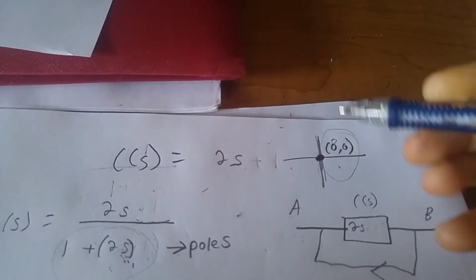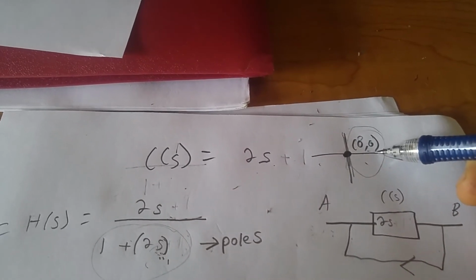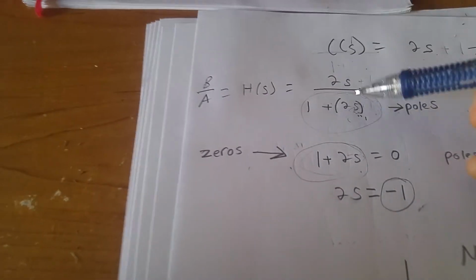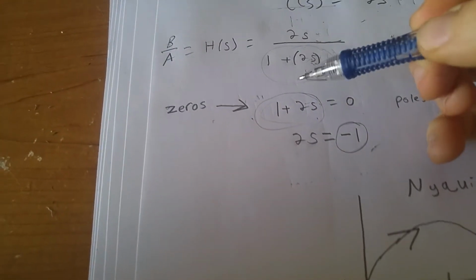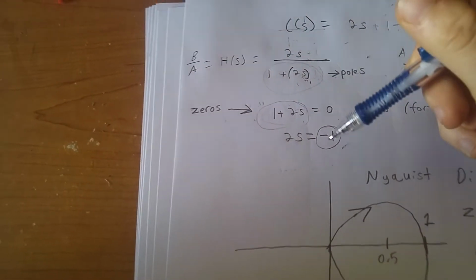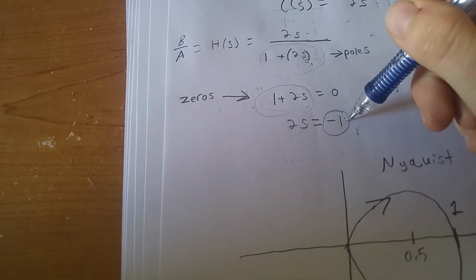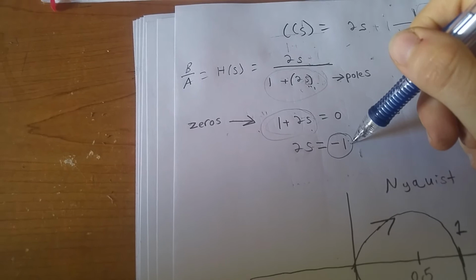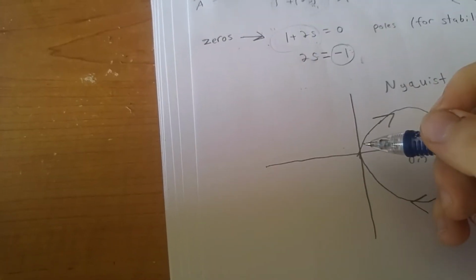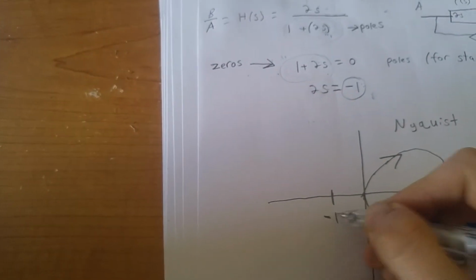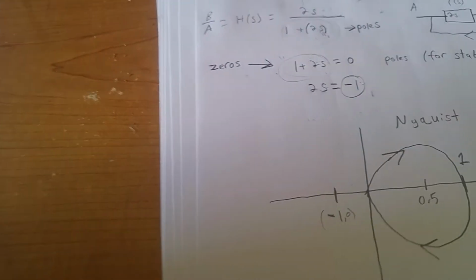But when we map this into the Nyquist diagram, we're looking at the poles of the transfer function. The transfer function was 2s over 1 plus 2s, and the pole of that was 1 plus 2s equals 0. Then we saw that 2s would have to equal negative 1 in order for us to find a pole at that point. So that means that when we have a Nyquist diagram, we actually only care about the point -1, because the 0, 0 point was mapped to negative 1, 0 in the Nyquist diagram.